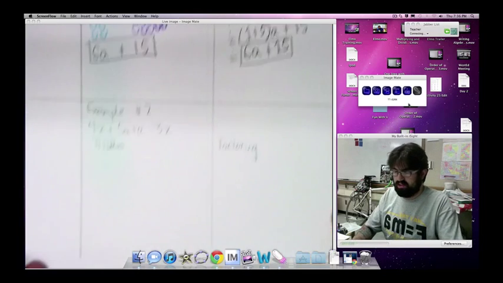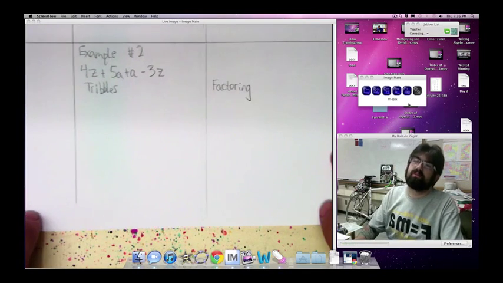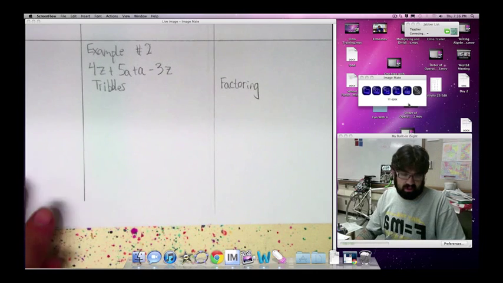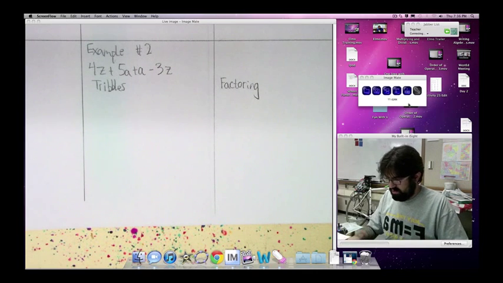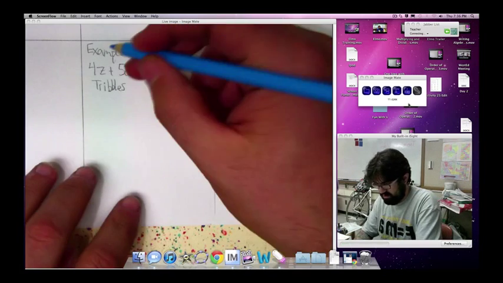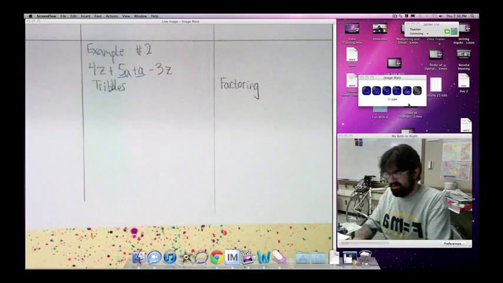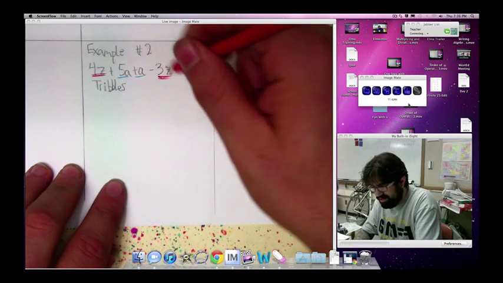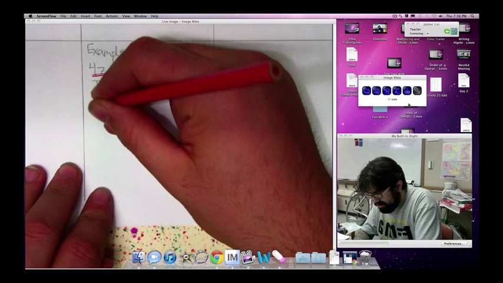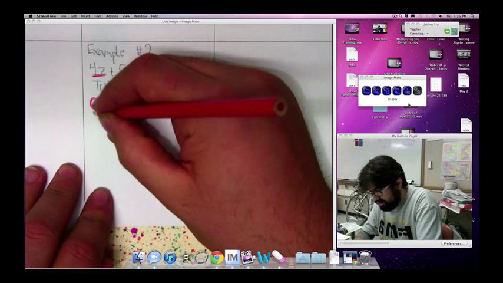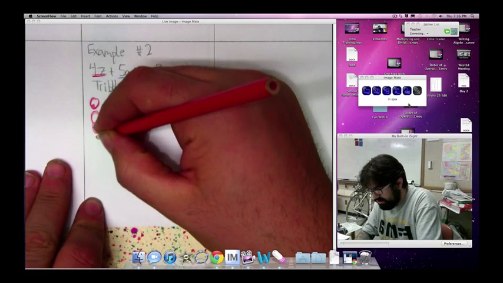Example number 2. Here we are. 2 different types of variables, so I will use 2 different colors, and somehow my red magically appeared. I don't know how that happened. I'll use blue for a. I'll use red for z. So here we go. 4, because it's positive. 1, 2, 3, 4.